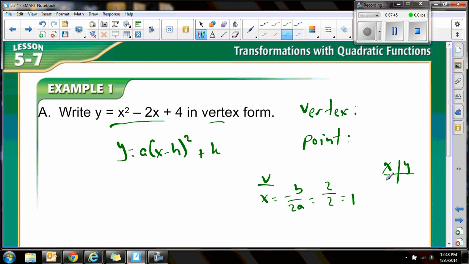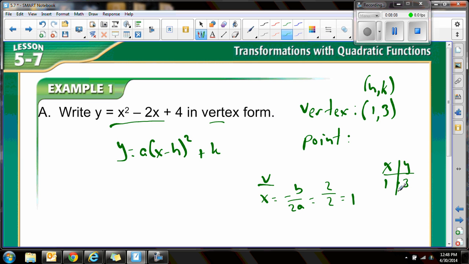Now remember, that's the x-coordinate. To get the entire vertex, I now need to take that x-coordinate, plug it into the original, and see what I get out. So 1 minus 2 will be negative 1, plus 4 gives me 3. So my vertex is located at the point 1, comma 3, which is h, k.